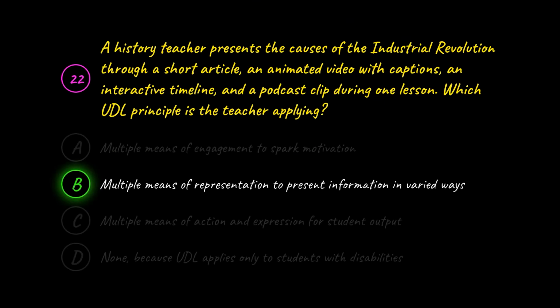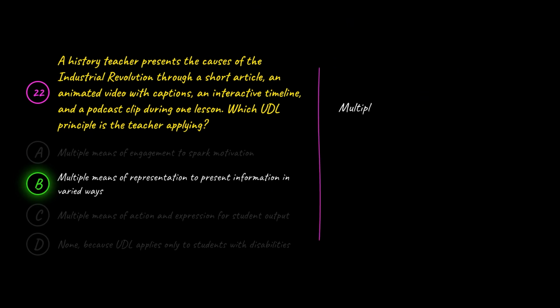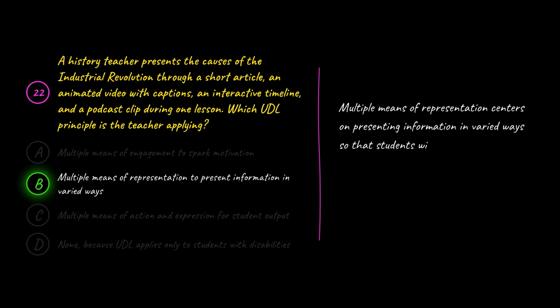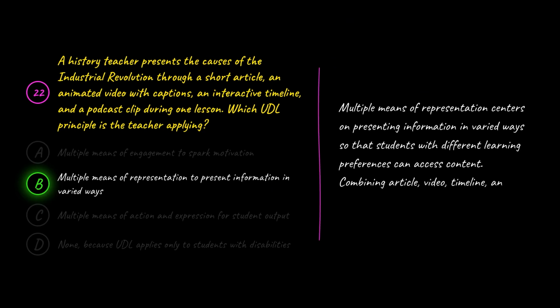The correct answer is B. Multiple means of representation to present information in varied ways. B is correct because multiple means of representation centers on presenting information in varied ways so that students with different learning preferences can access content. Combining article, video, timeline, and podcast is the exact pattern of representation.